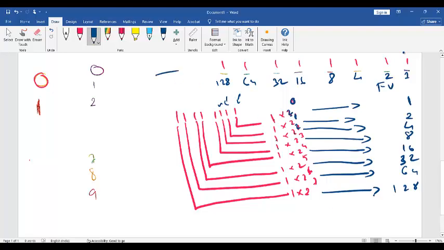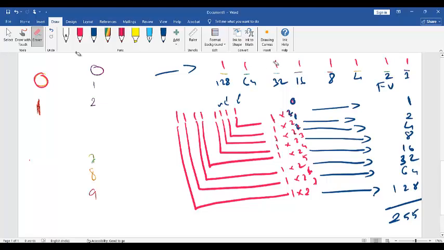Now when all these bits are 1, what is the value you get? You add and see, you will get 255. So far good, is it clear? Yes, sir. This is clear. Okay, now we move on to the next level.